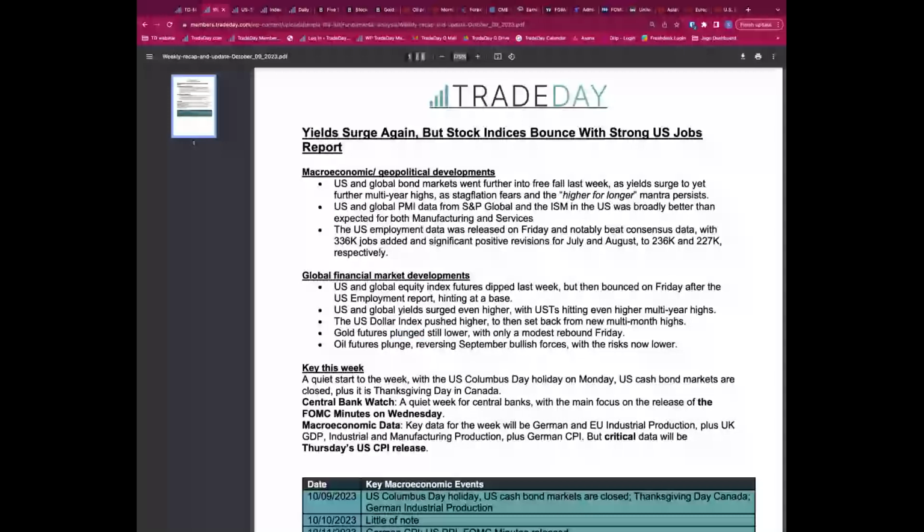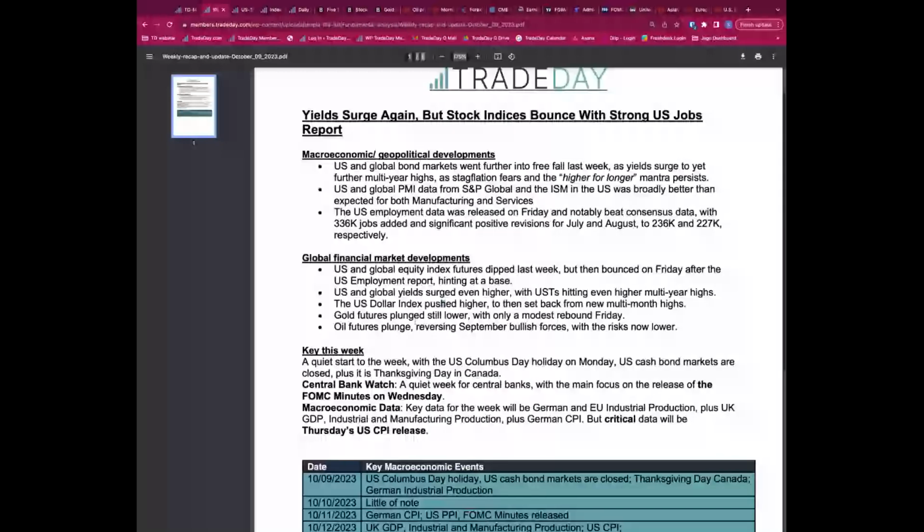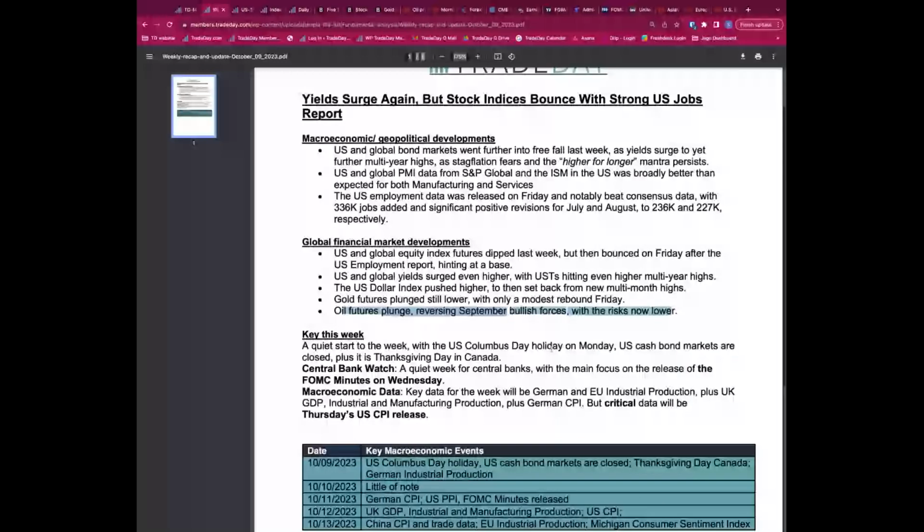I didn't pick up the events over the weekend. This was written before we had what has happened with regards to Israel over the weekend, and the war that's breaking out in the Middle East. Oil futures were notably lower, with the risk lower. Now obviously we've had some movement in oil as well. We'll talk about that as we go forward.